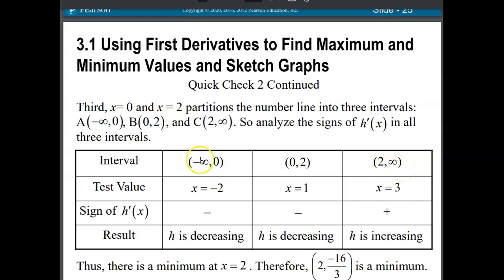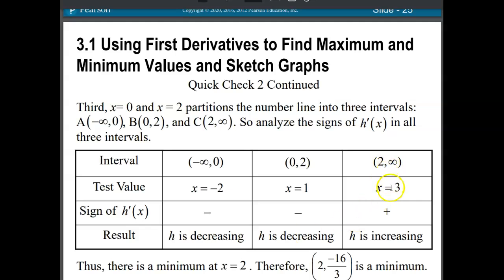All right, so choose a point in this space. They've chosen an x value of negative 2. Plug that into the first derivative, and it results in a negative number. That would tell me that the function is decreasing on that space. If you choose a number in the next space, they've chosen 1. They plug that number into h prime, and they got a negative result, meaning that still the function is decreasing.